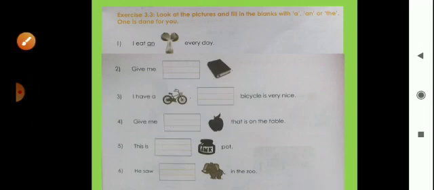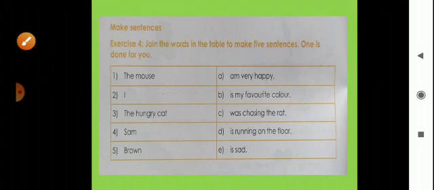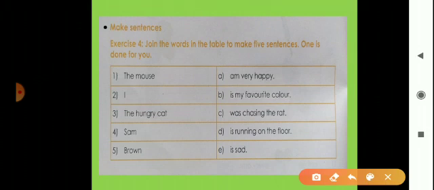Okay. Then next, you can see here, make sentences. So next is the section make sentences. Exercise number 4. Join the words in the table to make 5 sentences. One is done for you. Okay. So first we can see the mouse. Now where do we join it? The mouse is running on the floor. So we will make the first sentence. The mouse is running on the floor.